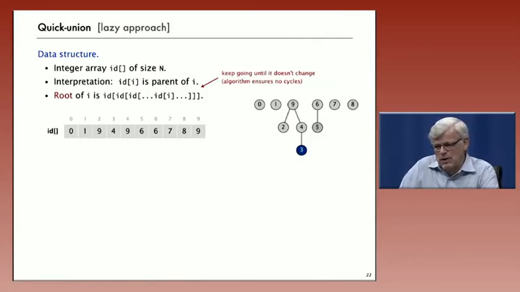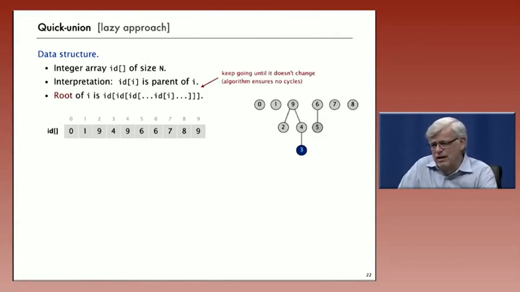We're going to think of that array as representing a set of trees, called a forest, as depicted at right. So each entry in the array is going to contain a reference to its parent in the tree. For example, 3's parent is 4, 4's parent is 9, so 3's entry is 4, and 4's entry is 9 in the array.